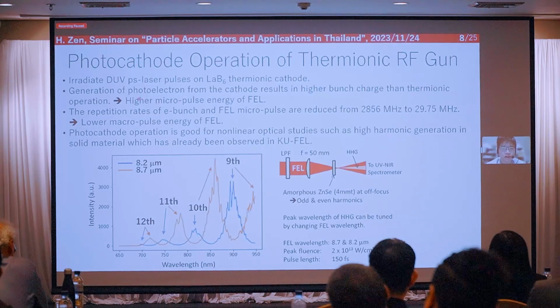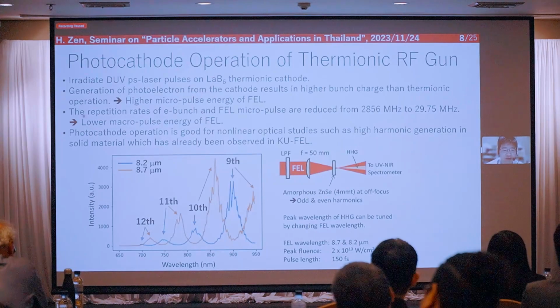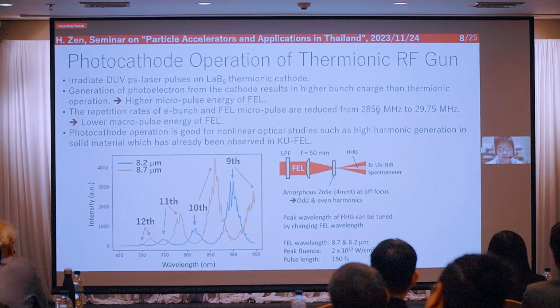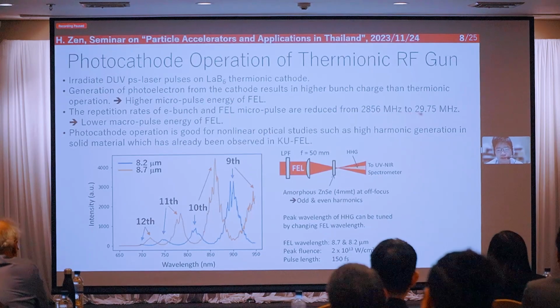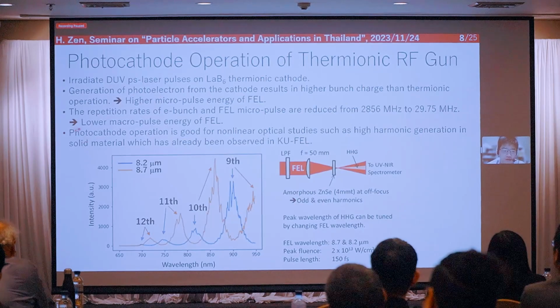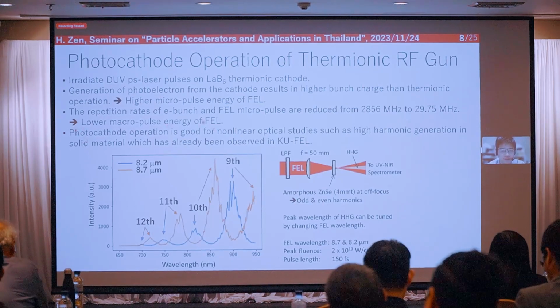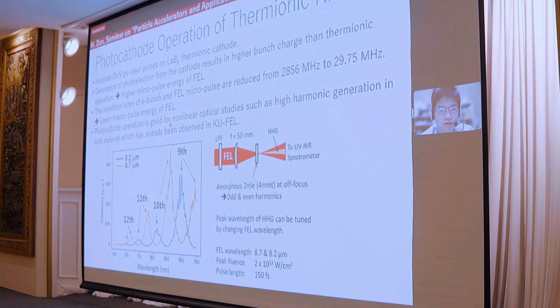And because the laser rep rate is much smaller than the microwave RF frequency, the repetition rate of the electron bunch and FEL micropulse are reduced from 2856 megahertz in the case of thermionic mode to 29.75 megahertz in photocathode mode. This leads to the lower macropulse energy of the FEL. So this mode is good for nonlinear optical studies, such as high harmonic generation in solid material, which has already been observed in cave shell.